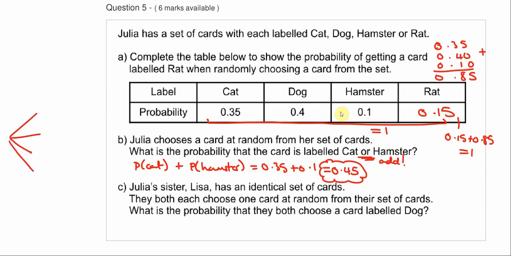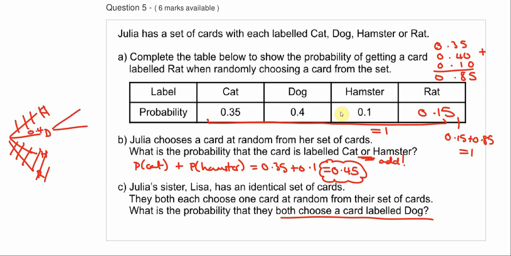But you won't want to draw it all because it's going to get really, really messy if you do. So we've got cat, dog, hamster, and rat. Probability that they both choose dog. So we don't actually care about this path, and we don't care about these paths because that's not dog, dog. So I'm only going to fill in the probability of dog, which is 0.4.